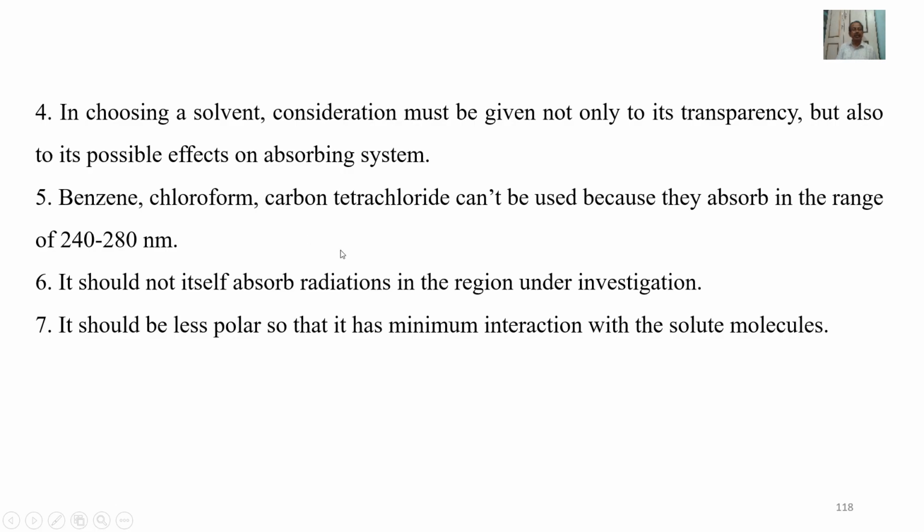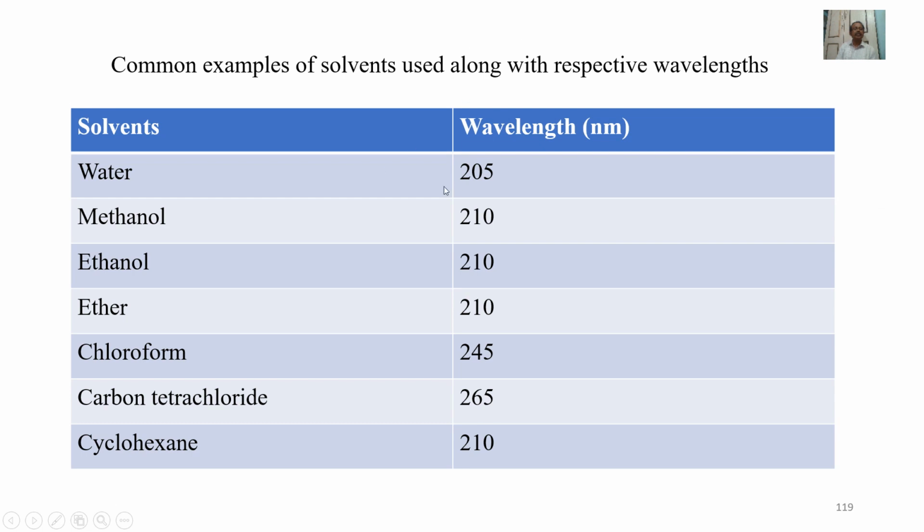It should not itself absorb radiations in the region under investigation. It should be less polar so that it has minimum interaction with the solute molecules. So some examples of solvents and the respective wavelengths are given in the table. Solvents are water, methanol, ethanol, ether, chloroform, carbon tetrachloride, and cyclohexane.